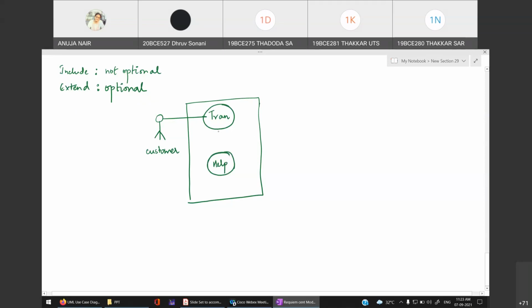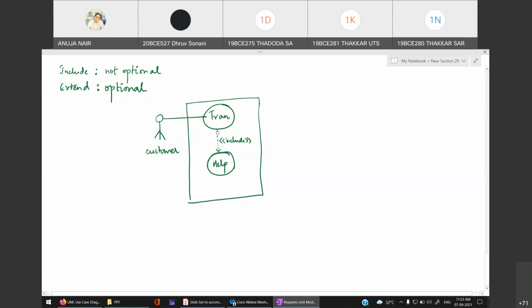Now in include, the arrow was opposite. If you see, in include में हम ऐसे करते थे, ठीक है? This is the include relationship. That means whenever a customer wants to do a transaction, first he has to take help and then only do the transaction, right? तो include का मतलब ये हो जाएगा. But of course, logically, it is not true. Logically, I don't need to take help always. So I will create an extends relationship.